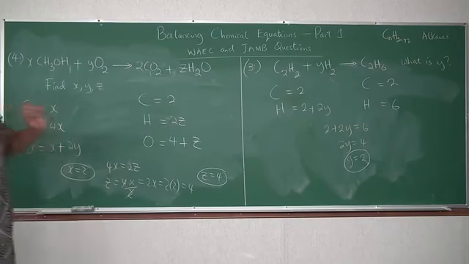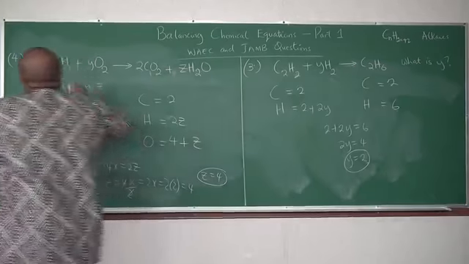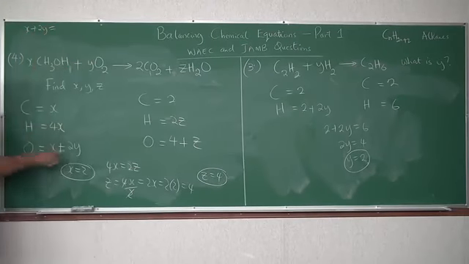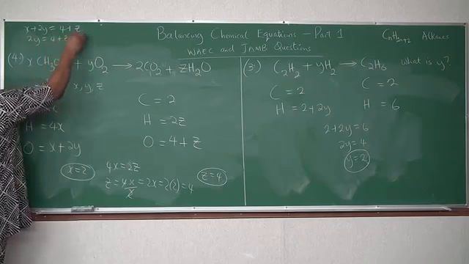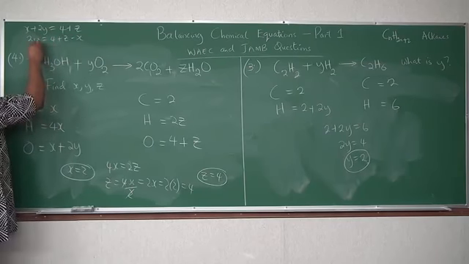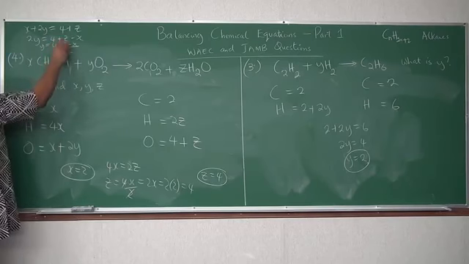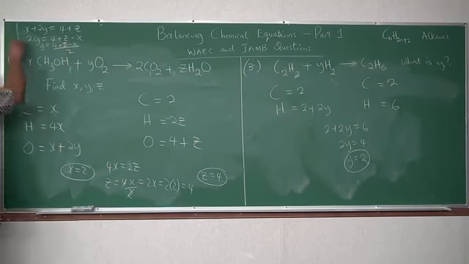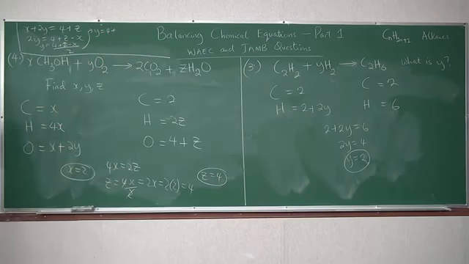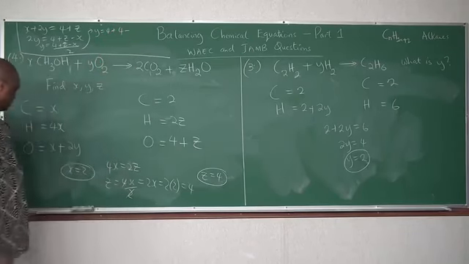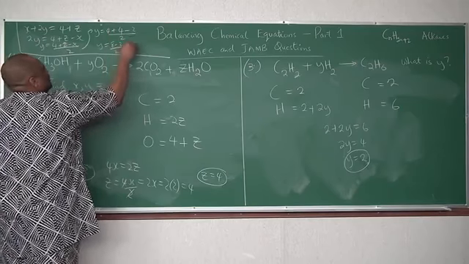Okay, and then let's find our y. X plus 2y, we can actually use here. X plus 2y will give us 4 plus z. So 2y is 4 plus z minus x, and our y is 4 plus z minus x over 2. This means that our y is 4 plus, z is 4, minus x is 2, all divided by 2. So 4 plus 4 is 8. 8 minus 2 over 2, which is 6 over 2, which is 3.